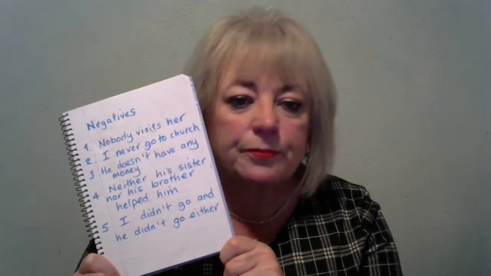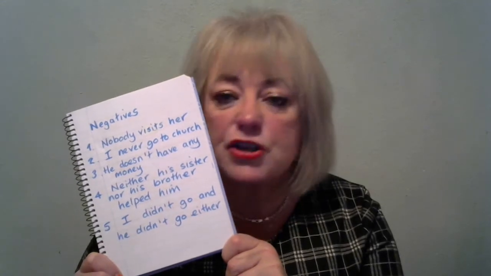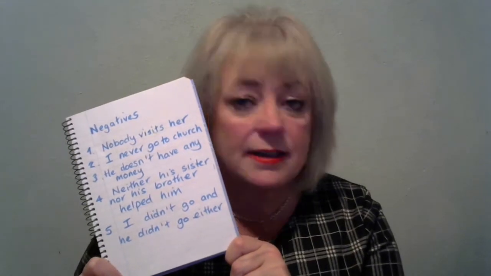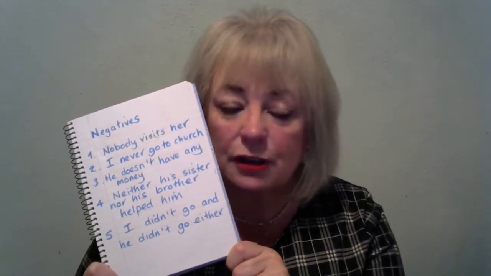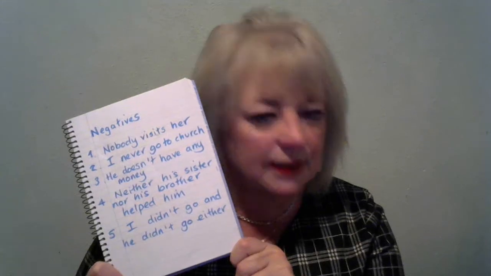So let's look at them in English first. We've got: number 1, nobody visits her. Number 2, I never go to church. Number 3, he doesn't have any money. Number 4, neither his sister nor his brother helped him. And number 5, I didn't go and he didn't go either. A little bit tricky, more than just negatives, I think.